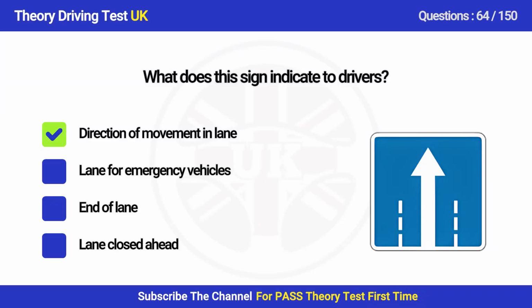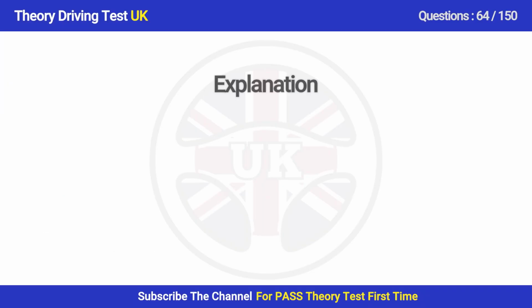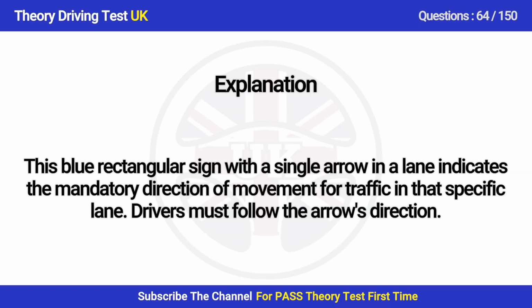Answer is A. Direction of movement in lane. This blue rectangular sign with a single arrow in a lane indicates the mandatory direction of movement for traffic in that specific lane. Drivers must follow the arrow's direction.